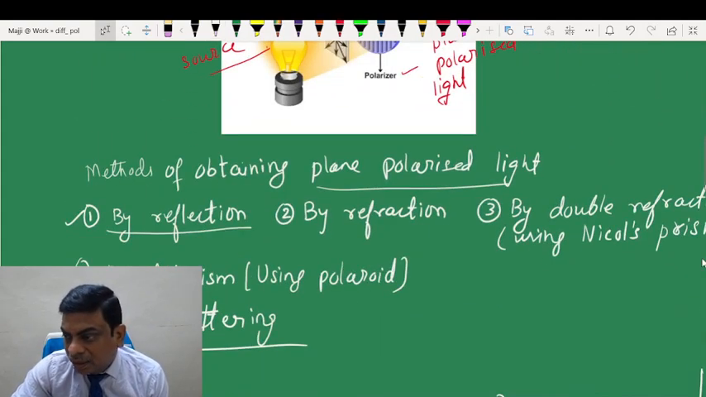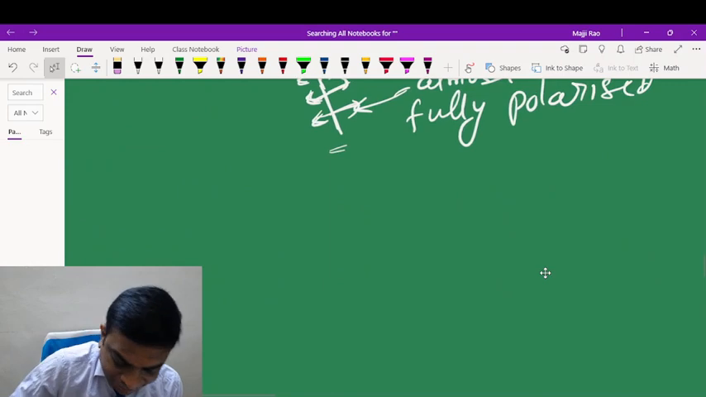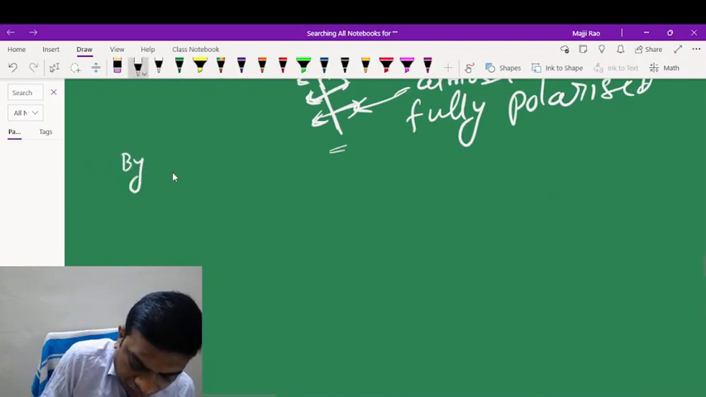Then the third technique is by double refraction.